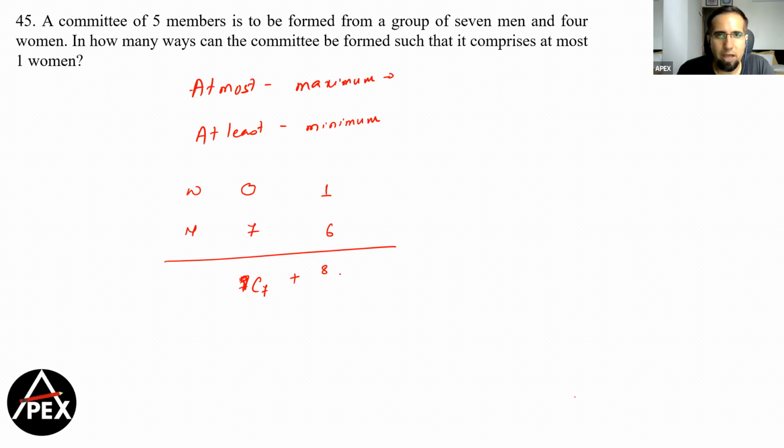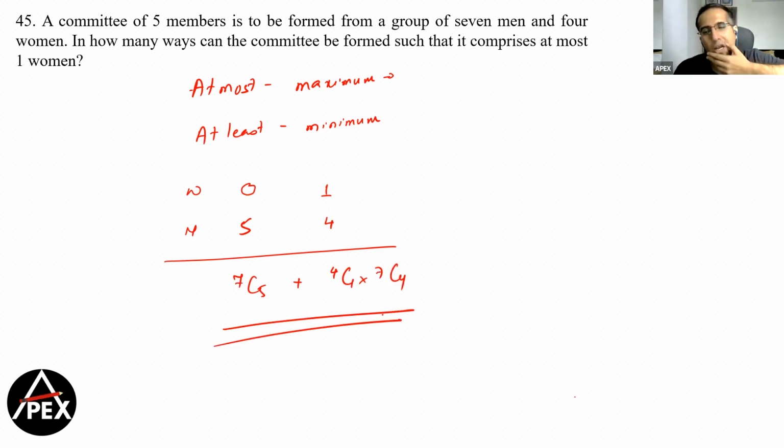Clear? Or I will have 4C1 into, okay, committee of 5 members. My bad. I have the hangover of the previous question. Committee of 5 members, right? So if I need a committee of 5 members, that means I'm talking about 5 men, or 1 woman and 4 men. So this will be 7C5 or 4C1 into 7C4. This becomes your answer. At most 1 woman. So you'll have to look at maximum one woman in the group. Am I clear, guys?